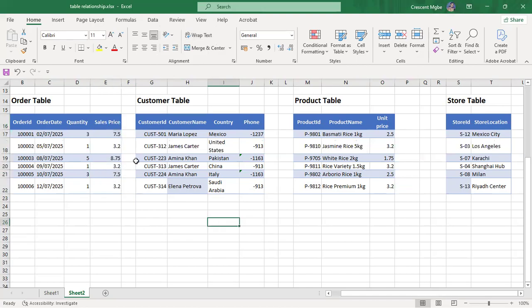The sales price, because this is the quantity that was bought and this is the amount that was made from this quantity, but this price is the price of this product. So this one comes here. Now this is the store information, the store table. I call it the store table.